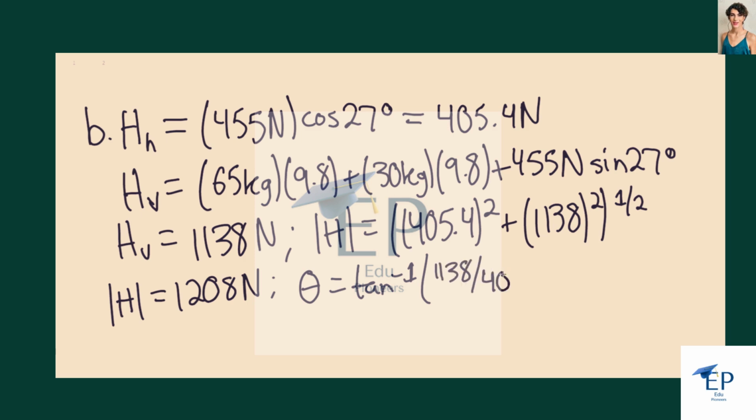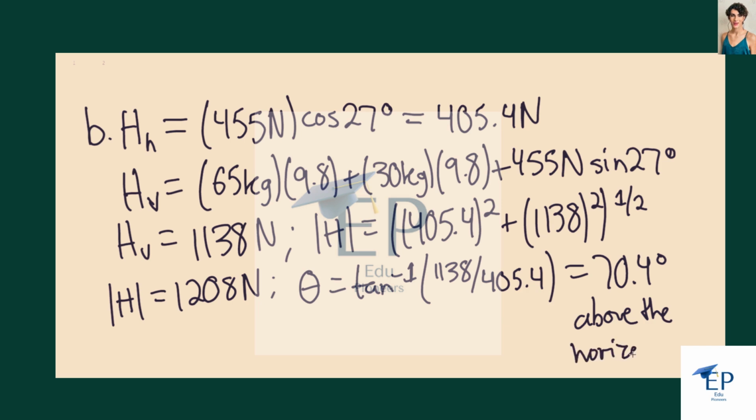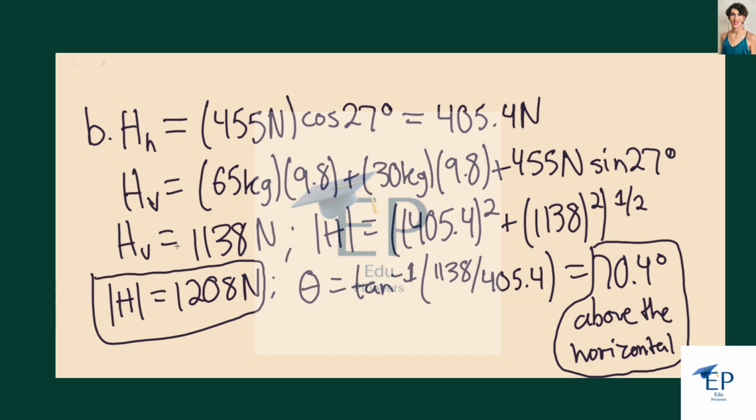And we find that the angle is going to be 70.4 degrees. This would be above the horizontal. So this would be the direction of the hinge force, and then this would be the magnitude of the hinge force. That is the end of the solution.